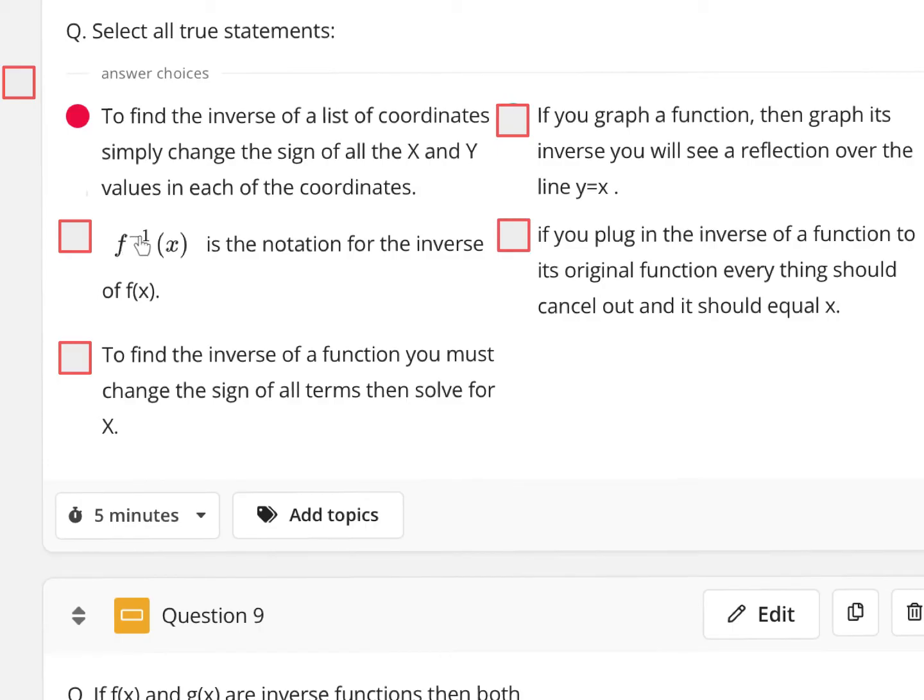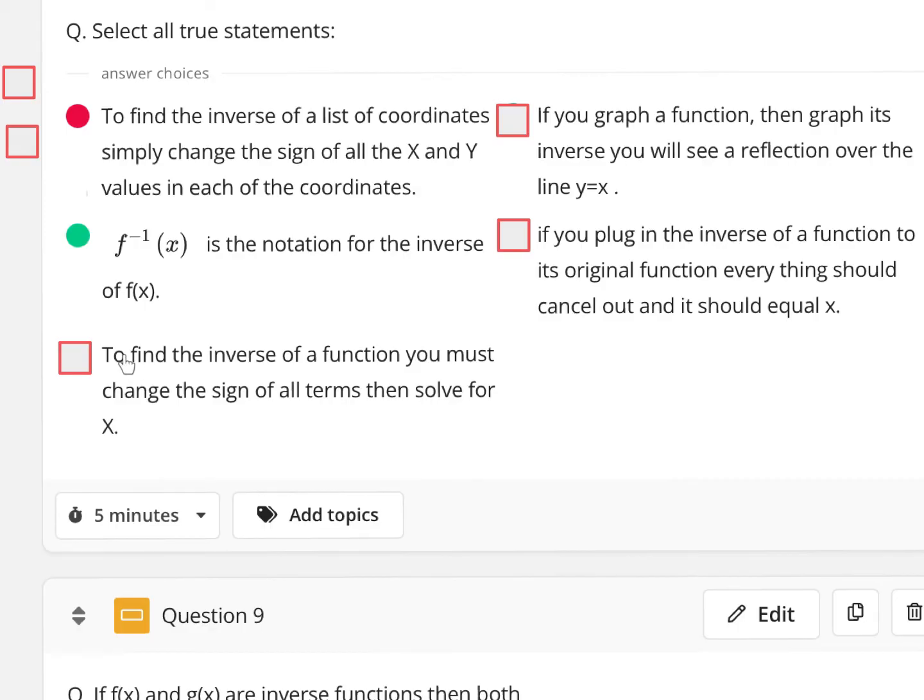How about this? f negative 1 of x is the notation for inverse of f of x. That is absolutely true, right? This is the notation that we need to have memorized, okay? That means inverse function. So if you just see f negative 1 of x, then that means you need to switch x and y of your f of x function and solve for y.